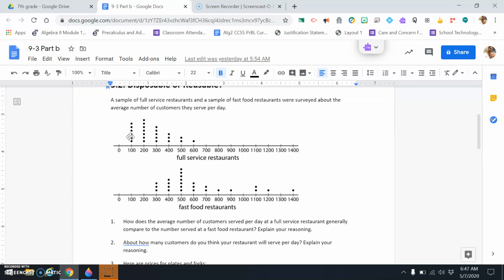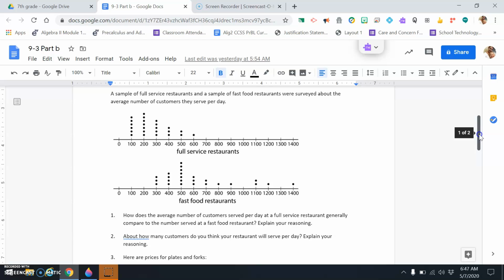So how many customers did the full service restaurant serve? Full service meaning sit down restaurant. Okay, so how many customers did each one? So each dot will represent one restaurant that served that many customers. This one is for fast food.